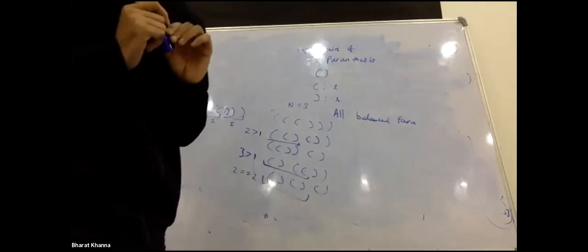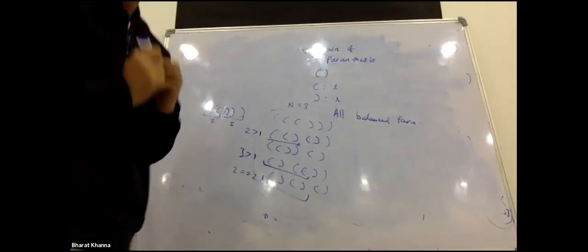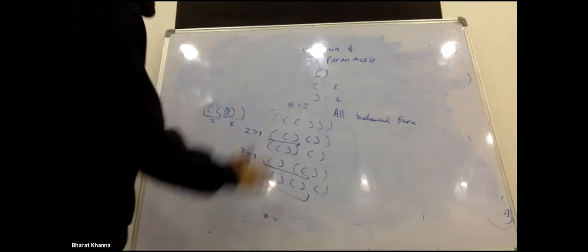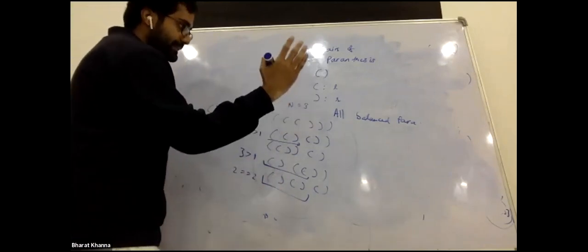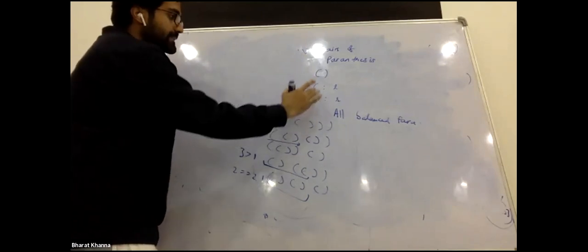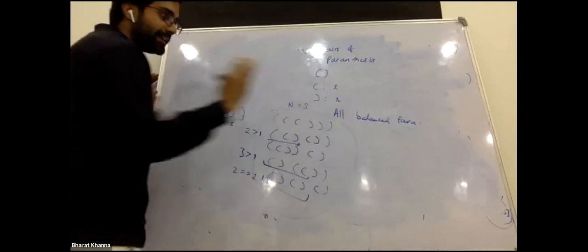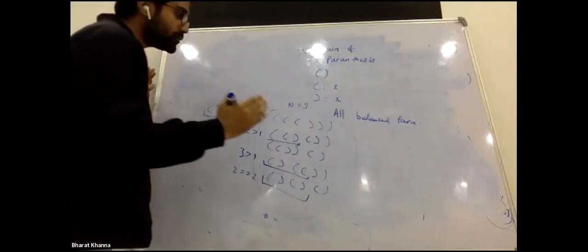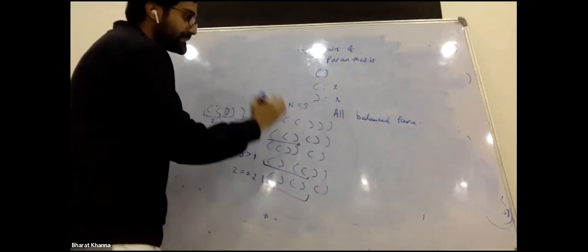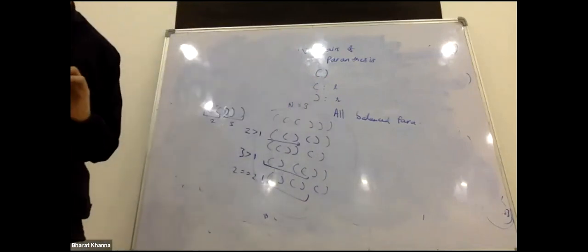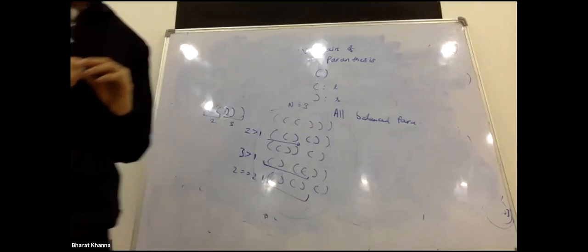Since this is the last question of the day, I'll repeat this quickly. I have got n pairs of parentheses. N pairs means n left brackets and n right brackets. And now I have to print all the balanced parentheses that can be constructed from n left and n right brackets. Is that clear now?